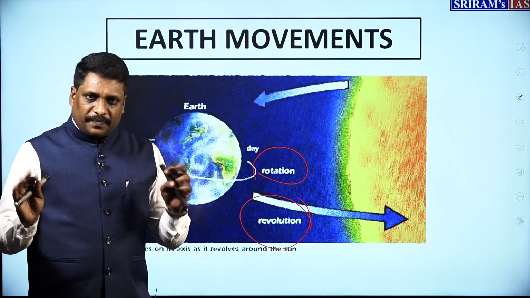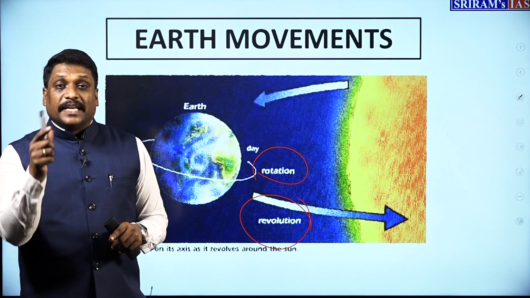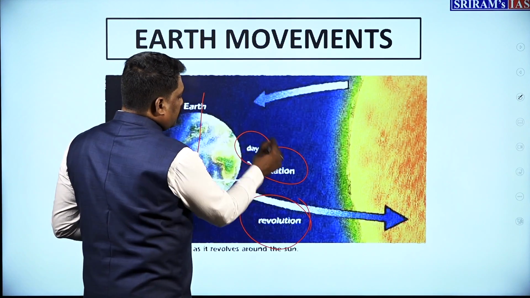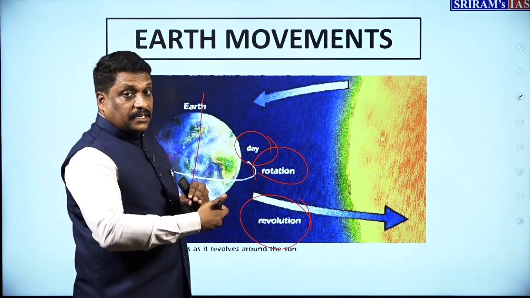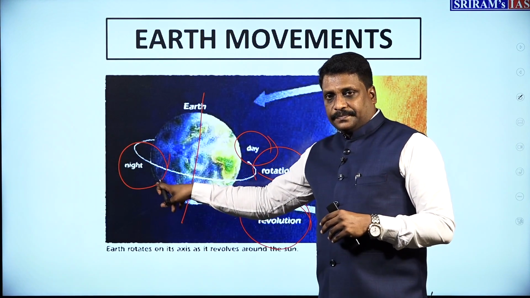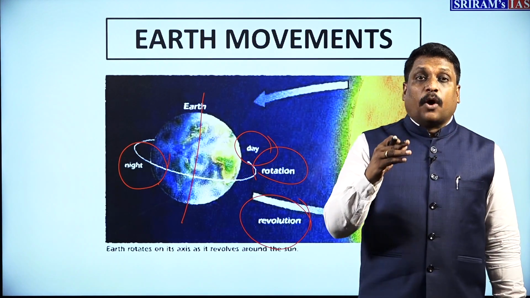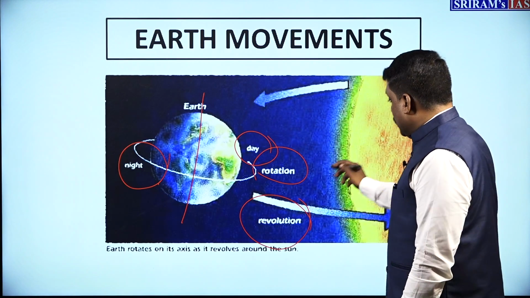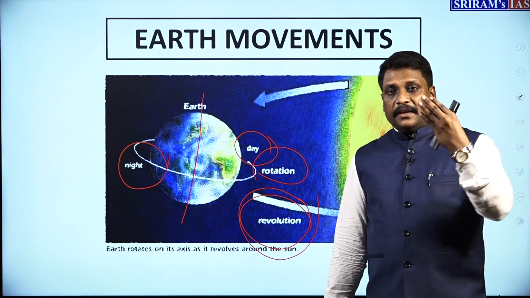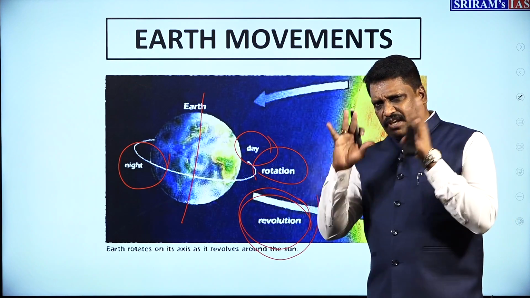Okay, right. Now what is the immediate outcome of rotation? Because the earth is rotating, the immediate outcome is day and night difference. Why exactly is the sun rising? Why exactly is the sun setting? It is all because of rotation. Similarly, what exactly is the immediate outcome of revolution? Because the earth is revolving, what is the immediate outcome? Instead of me telling you the answer, just think for a while.